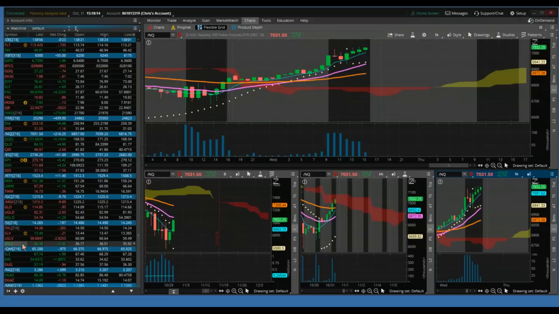Inverse ETF means that if you think the market's going down and you want to short it, instead of shorting the outright stocks, you can go in and buy the inverse ETF, which goes up as the market is falling.